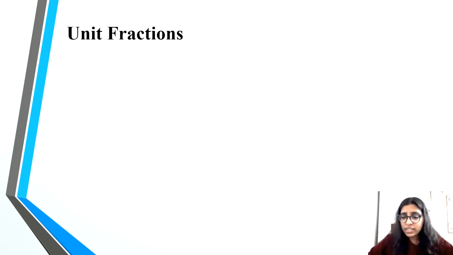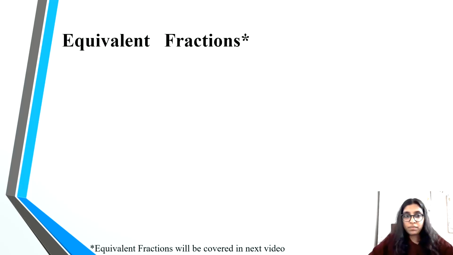Unit fractions are very simple. These fractions just contain 1 in their numerator, like 1 upon 1, 1 upon 2, 1 upon 3, and so on. Basically, they have a numerator as 1. Equivalent fractions will be covered in the next video because it's quite a lengthy topic, and I'll be covering one video for equivalent fractions.